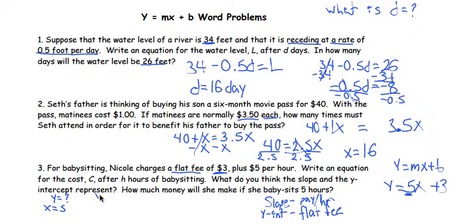So let's plug that in. We have y equals 5x plus 3. Now we're just going to substitute 5 for x. Y equals 5 times 5 plus 3. 5 times 5 is 25. Plus 3 is going to be 28. So how much money will she make after 5 hours of babysitting? She'll make $28.